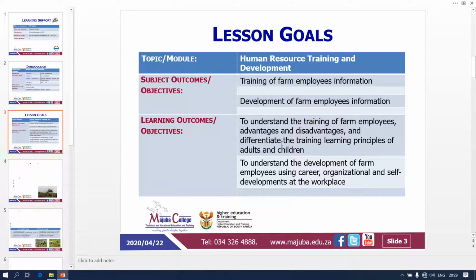Okay, these are our lesson goals. The module, we said, is human resource training and development. The first one is training of farm employees, and then development of farm employees. All right, our learning outcomes: to understand the training of farm employees, the advantages and disadvantages, and to differentiate the training learning principles of adults and children in the workplace or on the farm, and together to understand the development of farm employees using career, organizational, and self-development at the workplace. Okay, let's move forward.